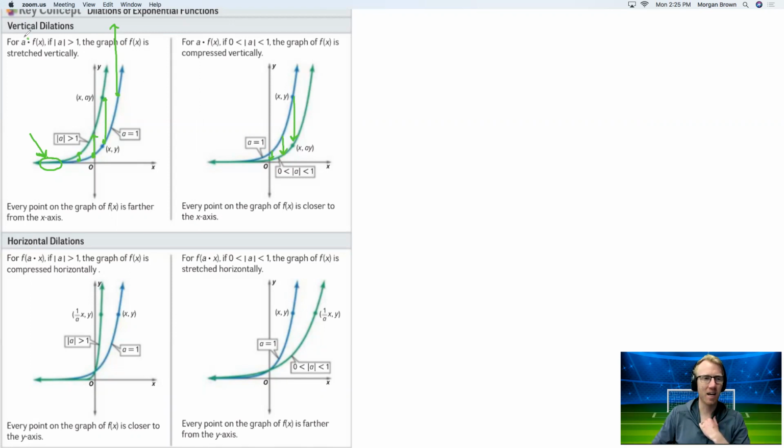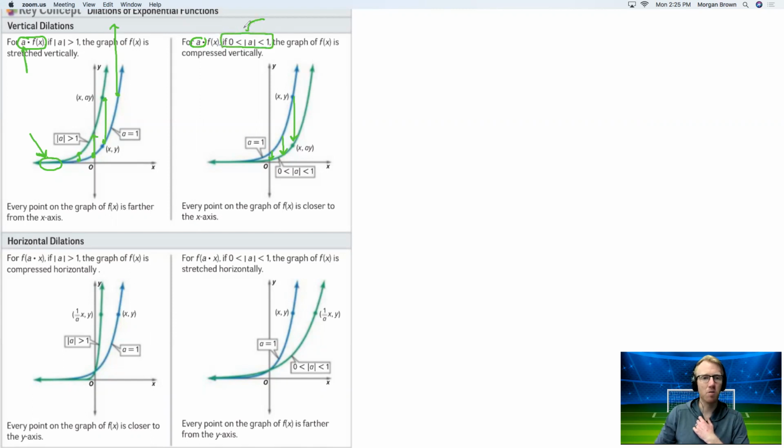So how do you do this? You multiply the entire function with a coefficient at the front. And if it's bigger than 1, the graph gets bigger, because you're literally taking the graph and multiplying it by a number. So it's going to get bigger if the number is bigger than 1. And if the number is smaller than 1, you're going to get the graph shrinking.